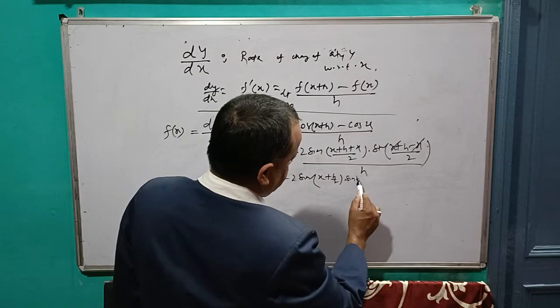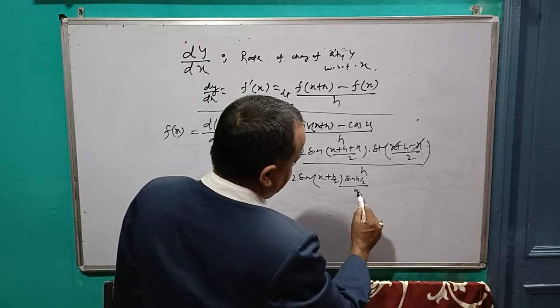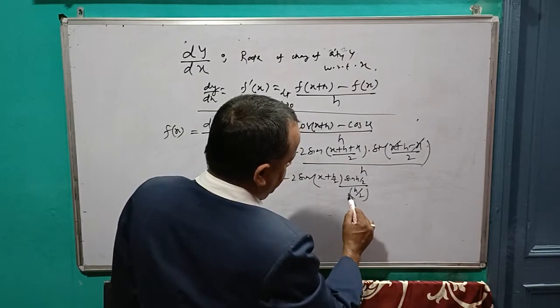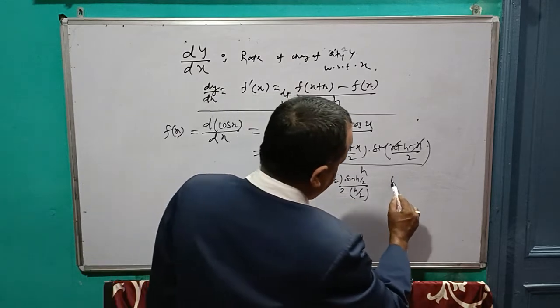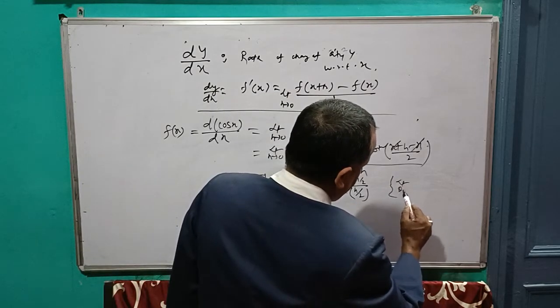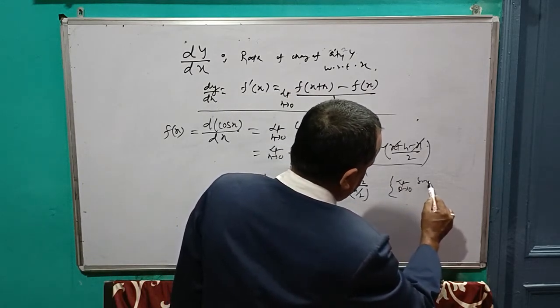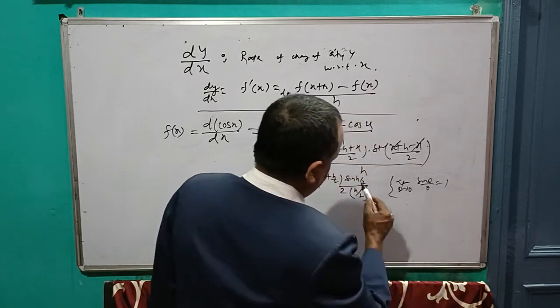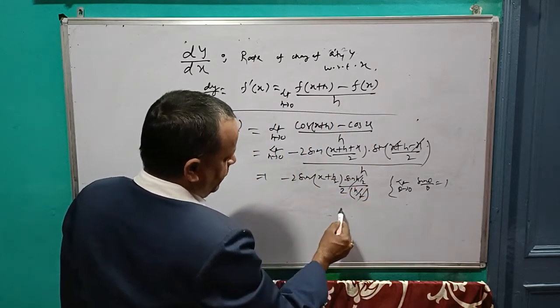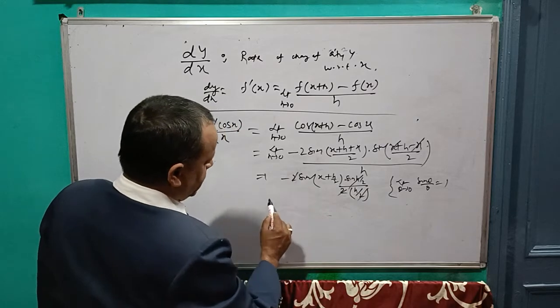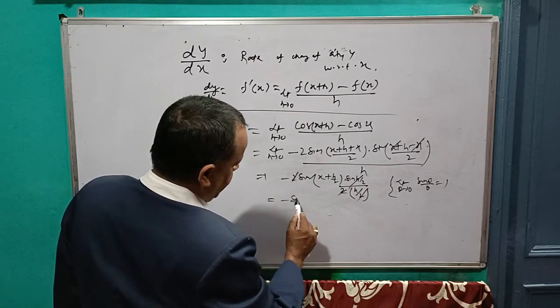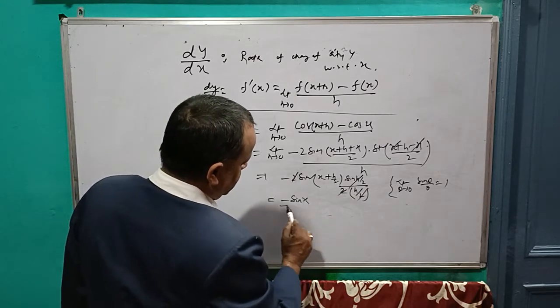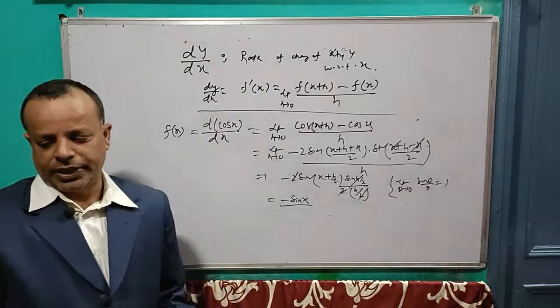What we are left with is sin h by 2 divided by h. We'll make it h by 2 and 2. And again, limit theta tends to 0, sin theta upon theta is going to be 1. This becomes 1, and this 2 gets cancelled out with this. So what we get is, the derivative of cos x is minus sin x.